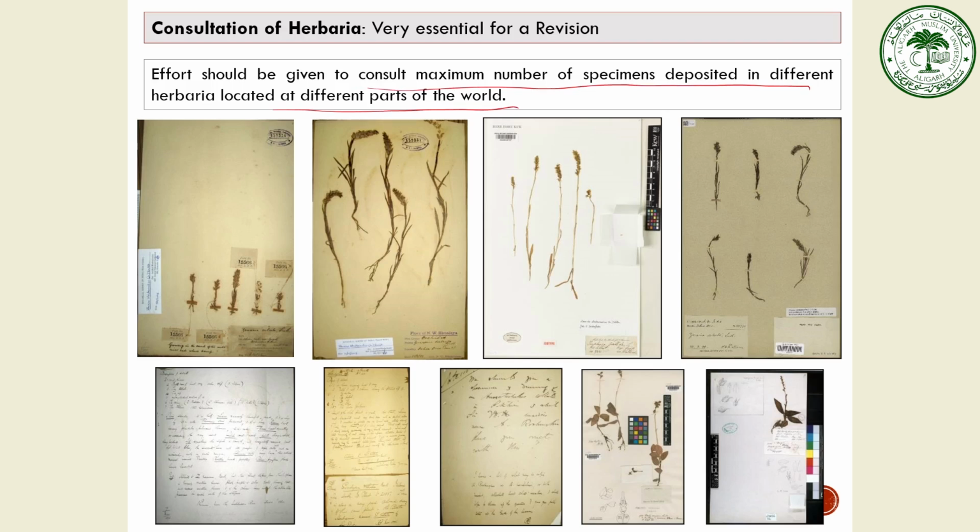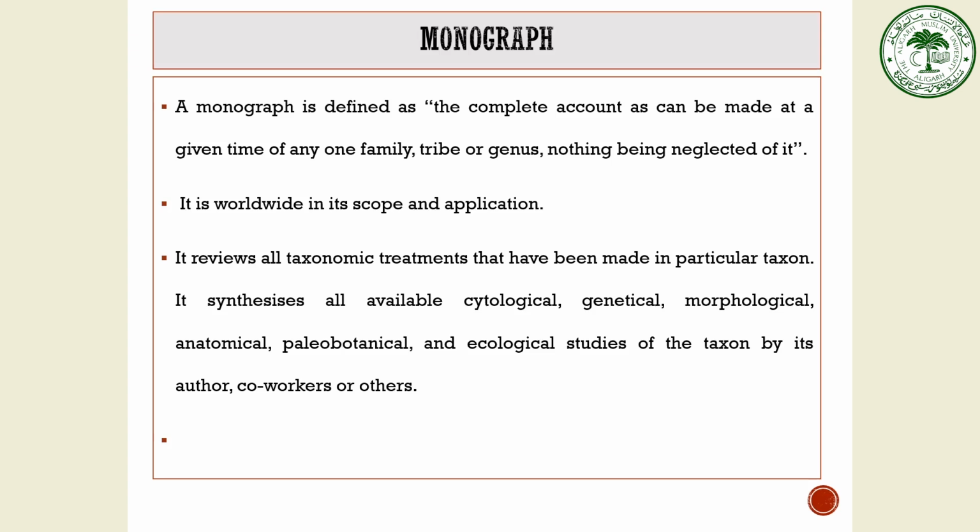So we cannot write a revision before consulting the herbarium specimens. Then the next important document in the taxonomy is the monographs. A monograph is defined as a complete account that can be made of a given taxon of any family, tribe, or genus, with nothing being neglected of it.